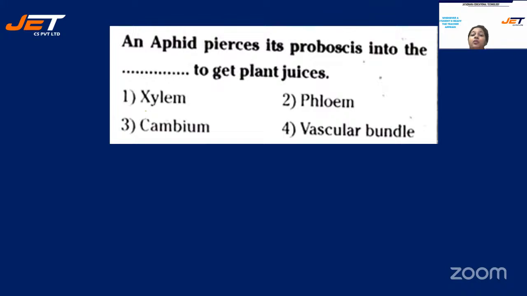Student, aphid means what? Honeybee. Okay, honeybee, it feeds on what? Plant juices, right? And we know that juices will be present in phloem, right? Because that is the food of the plant.